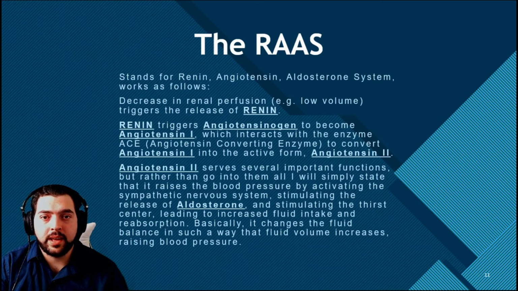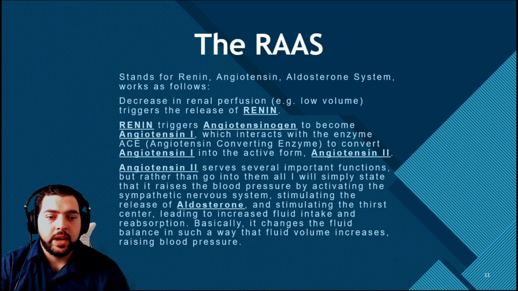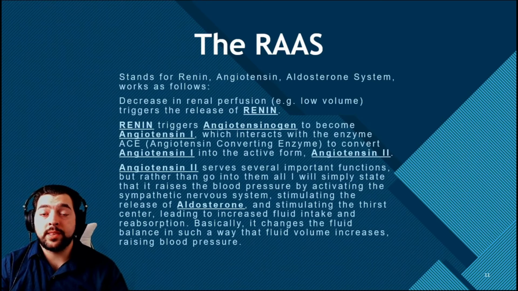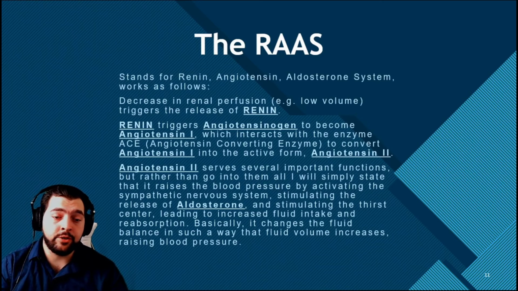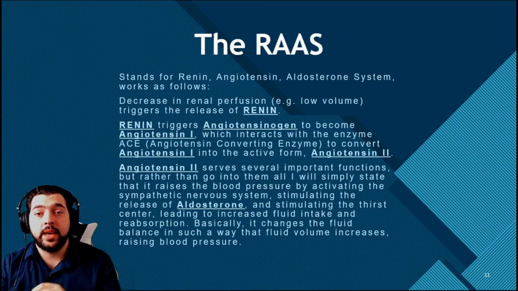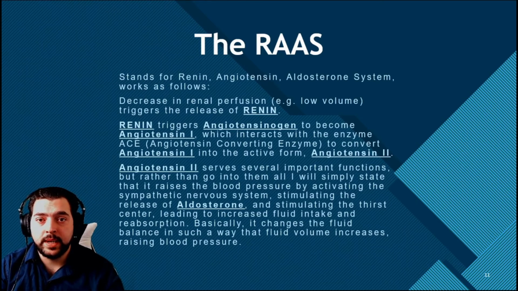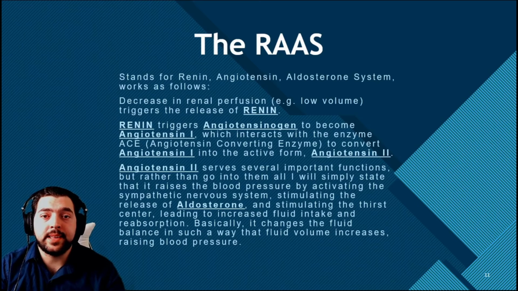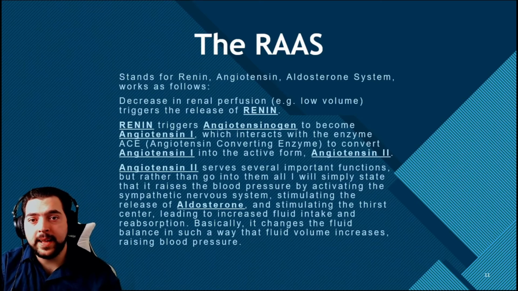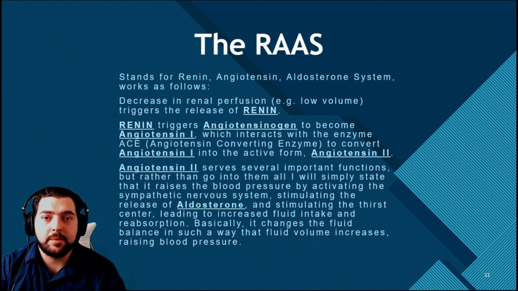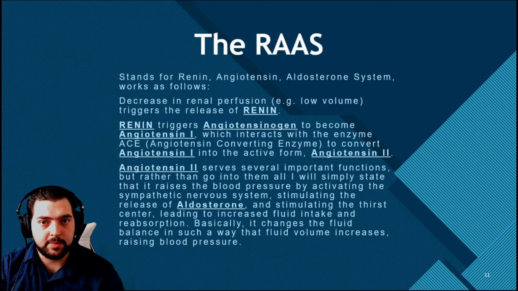Renin is a chemical that triggers angiotensinogen to convert into angiotensin 1, which is still not active, by the way. Angiotensin 1 needs to interact with angiotensin converting enzyme, or ACE, to convert to angiotensin 2, its active form. That's why we use things like ACE inhibitors, which block that enzyme, to lower people's blood pressure, because this raises the blood pressure. Angiotensin 2 serves several important functions.